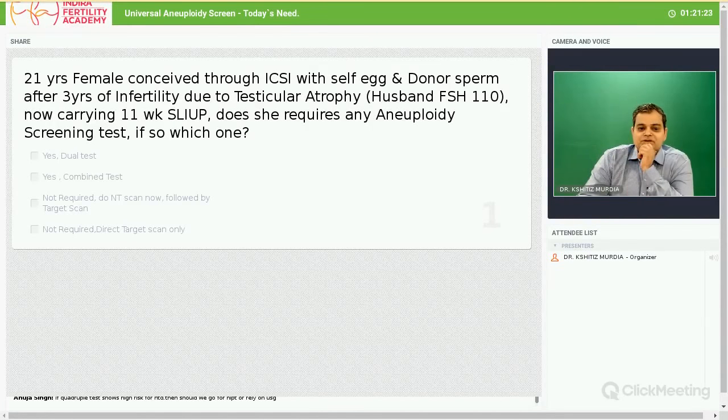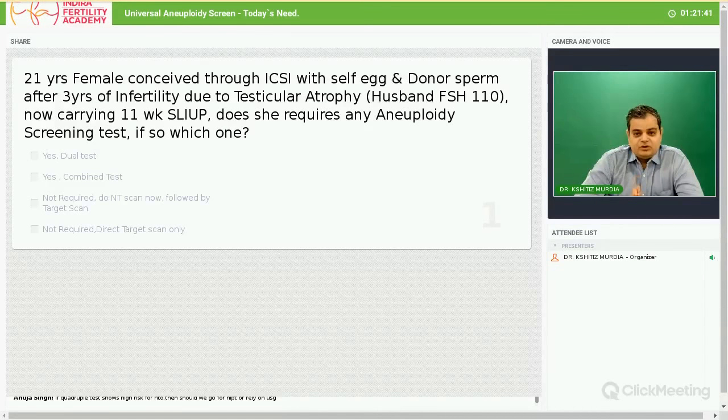Let's go to the next question. A 21-year-old female conceived through ICSI with her self-egg and donor sperm because of male infertility, and now she's carrying an 11-week single intrauterine pregnancy. Does she require any aneuploidy screening tests?